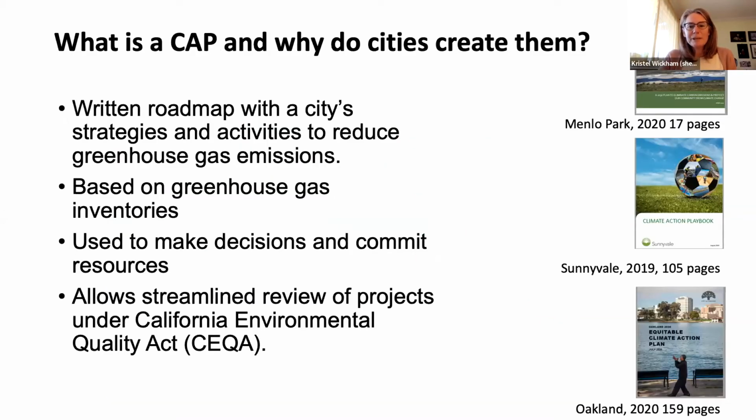So climate action plans, or CAPs for short, are written roadmaps outlining strategies and activities that a city will undertake to reduce its greenhouse gas emissions. They're based on a city's greenhouse gas inventory and focus on actions that can achieve the greatest emission reductions in a cost-effective way. Cities use the CAPs for making decisions and committing resources in alignment with other municipal goals.